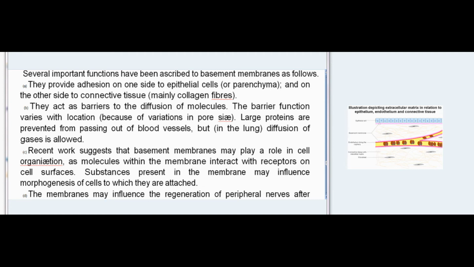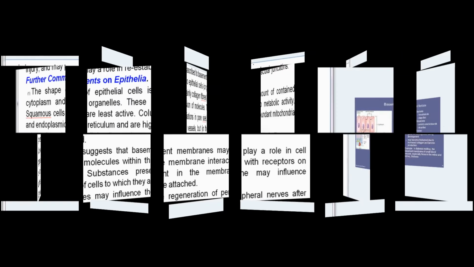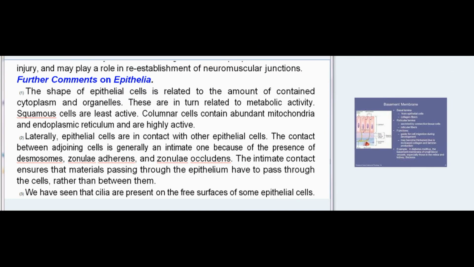C. Recent work suggests that basement membranes may play a role in cell organization, as molecules within the membrane interact with receptors on cell surfaces. Substances present in the membrane may influence morphogenesis of cells to which they are attached. D. The membranes may influence the regeneration of peripheral nerves after injury, and may play a role in re-establishment of neuromuscular junctions. Further comments on epithelia.